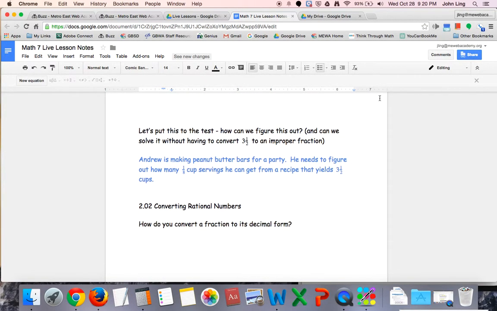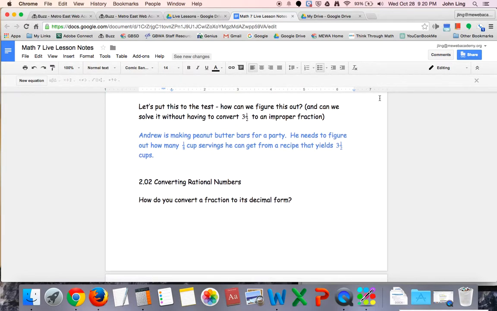So here's an example. Andrew is making peanut butter bars for a party. He needs to figure out how many 1/8 cup servings he can get from a recipe that yields 3½ cups. Okay, so in this situation, we know that his recipe will give you basically 3.5 cups of the peanut butter bars, and he wants to split that into 1/8 cup servings. Just think about that for a second, what does he need to do there?